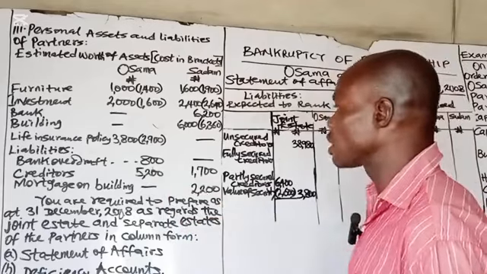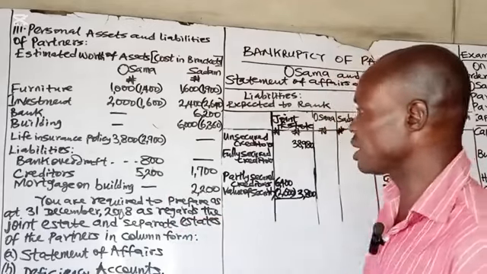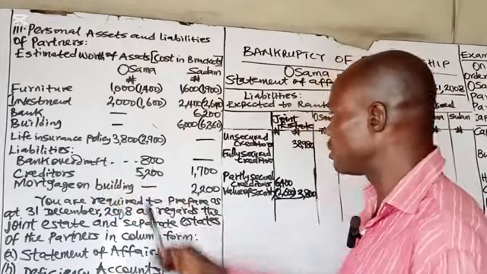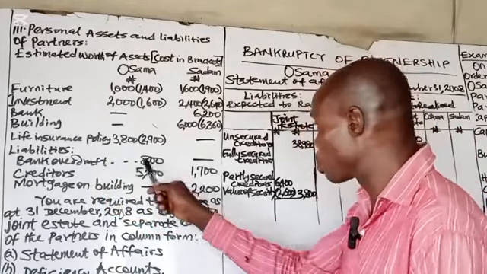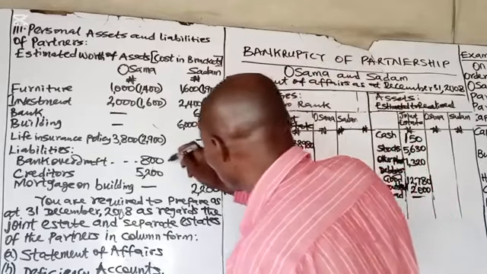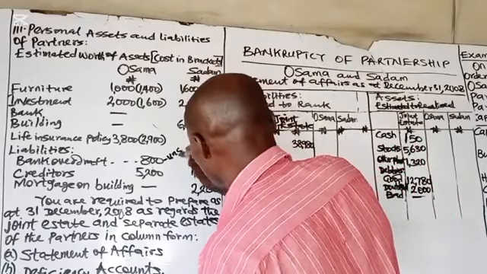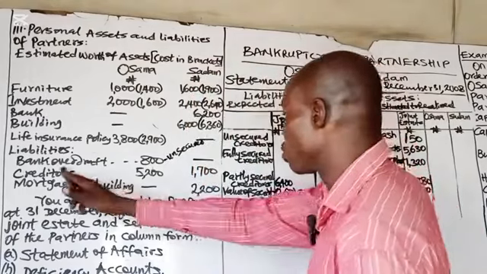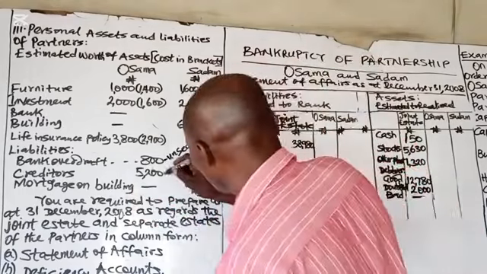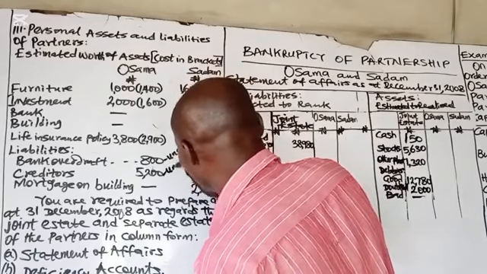Let's check out the personal liabilities of the partners. We have bank overdraft. We were not told it is secured on any of the assets, so that is to show that the bank overdraft is unsecured. Then creditors, we were not told it is secured, so that is to show that the creditor is unsecured as well.